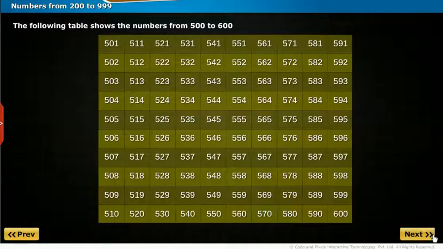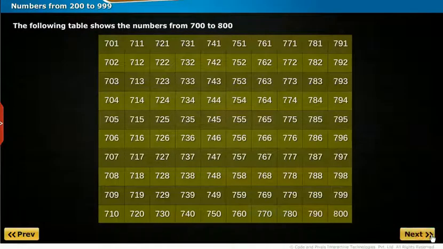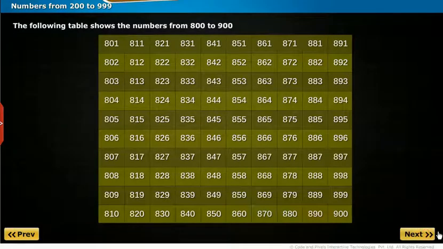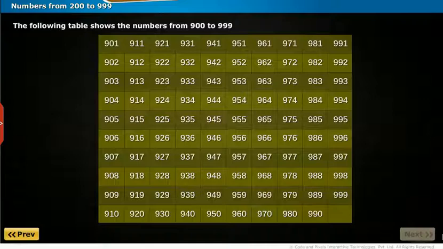The following table shows the numbers from 500 to 600. The following table shows the numbers from 600 to 700. The following table shows the numbers from 700 to 800. The following table shows the numbers from 800 to 900. The following table shows the numbers from 900 to 999.